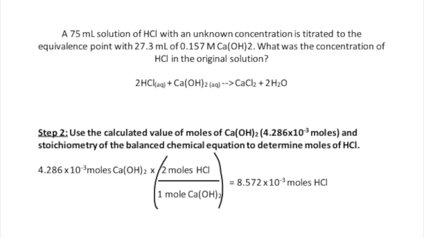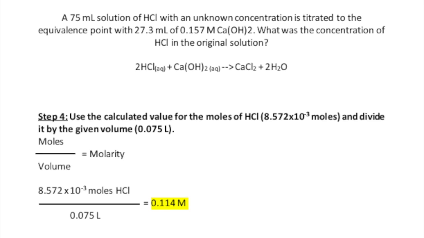Next, we need to determine the moles of HCl. To do this, we can use the calculated value of moles for calcium hydroxide and multiply by the stoichiometry ratio of 2 moles of HCl to 1 mole of calcium hydroxide, given in the balanced chemical equation. This should equal 8.572 times 10 to the negative third moles of HCl.